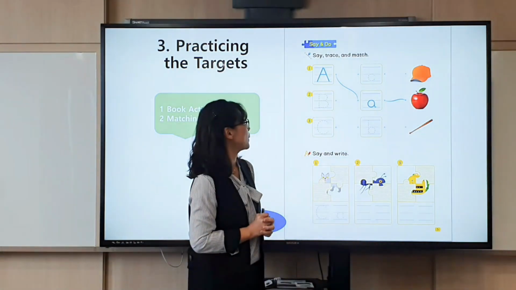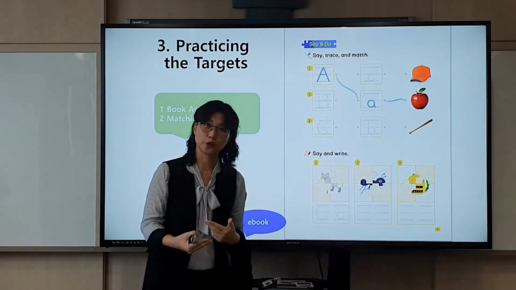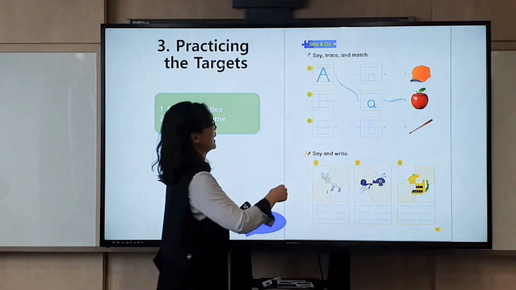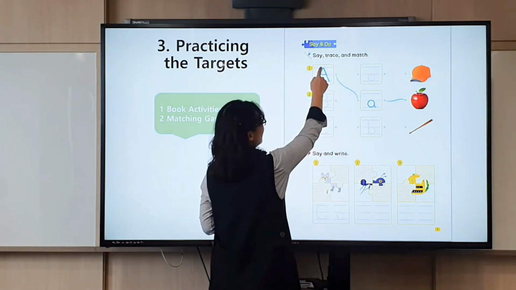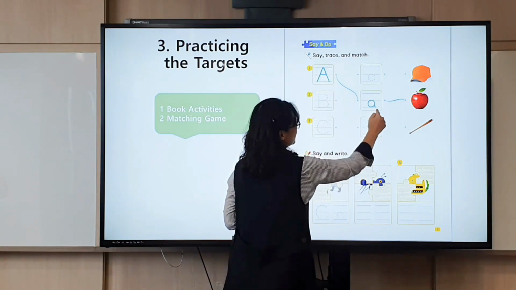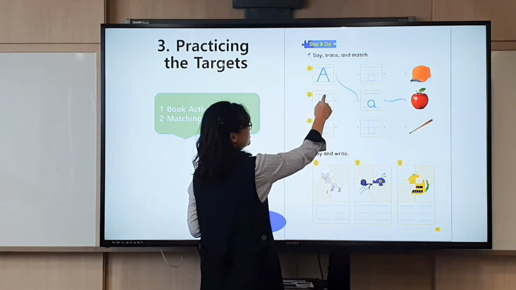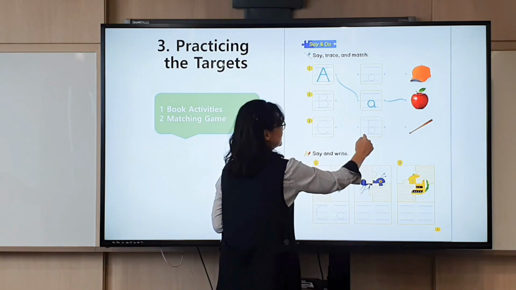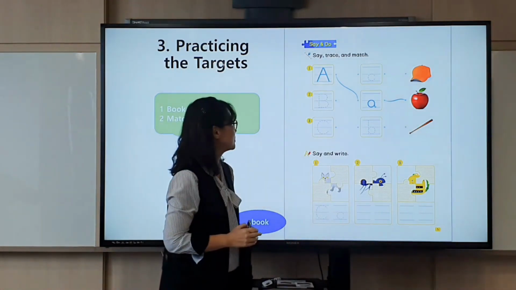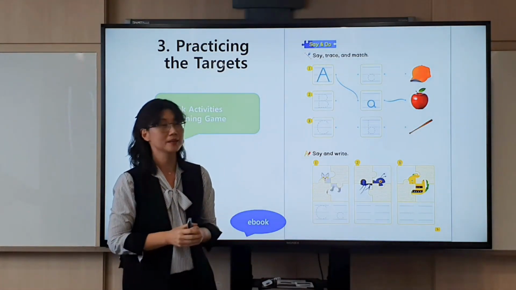When you trace, it's good to actually produce the sound while you are tracing. So for example, if it's A, it's good to do it like this. Apple. When you do B, bat. So you can produce the sound while you are writing. It's a good practice, right?